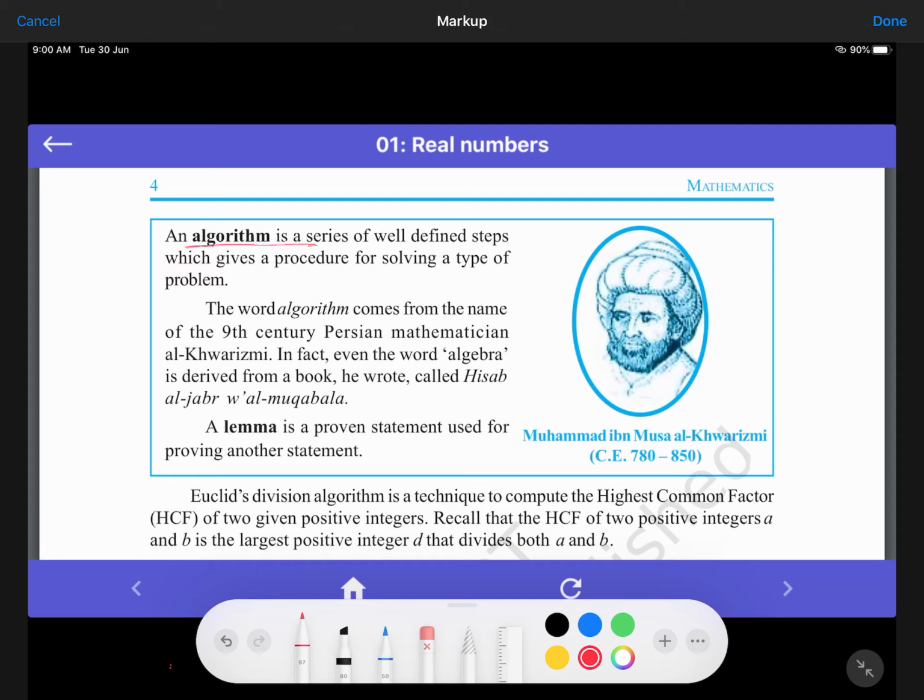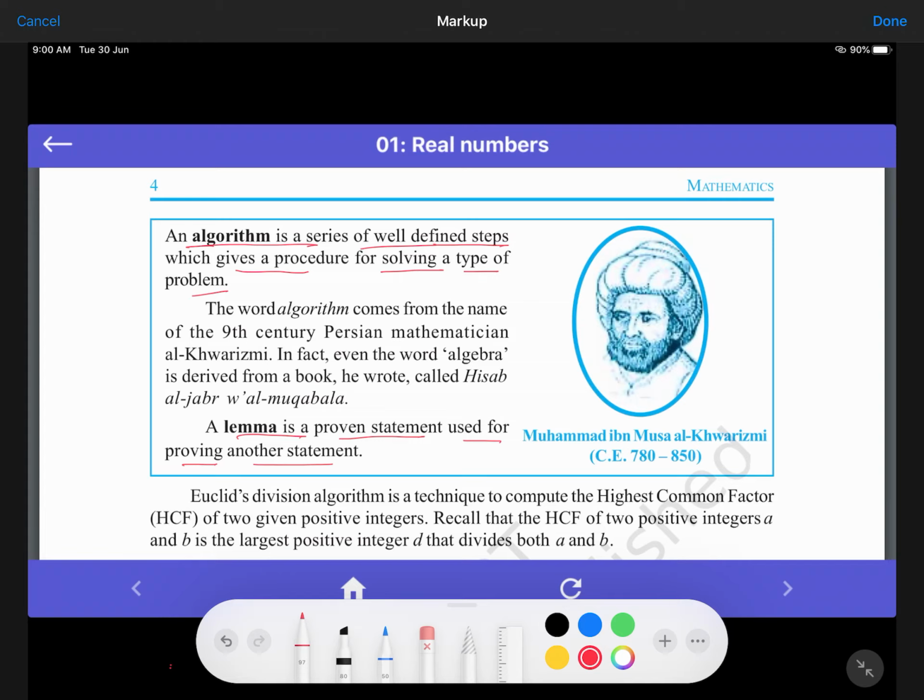An algorithm is a series of well-defined steps which gives a procedure for solving a type of problem. That means it is a set of well-defined steps to find the solution of any problem, while a lemma is a proven statement used for proving another statement. So this was the little difference between algorithm and lemma.